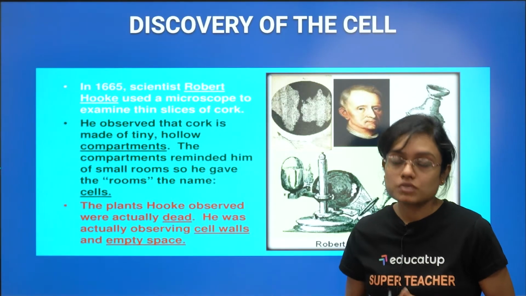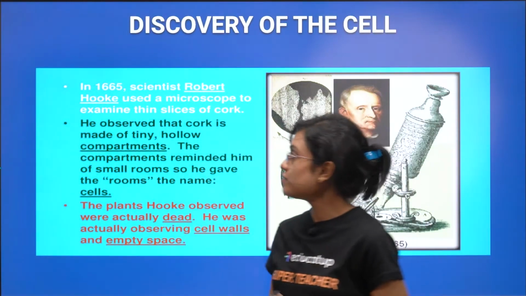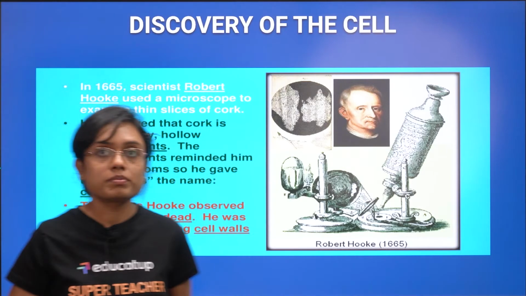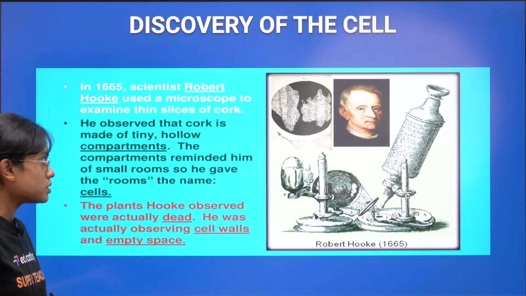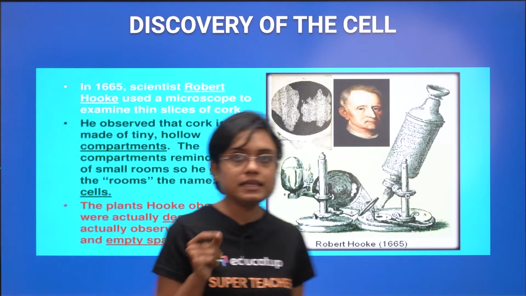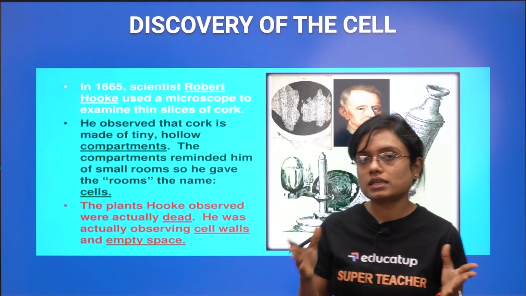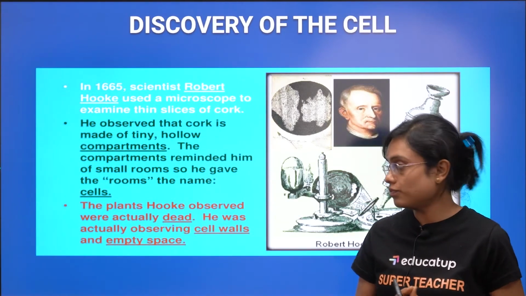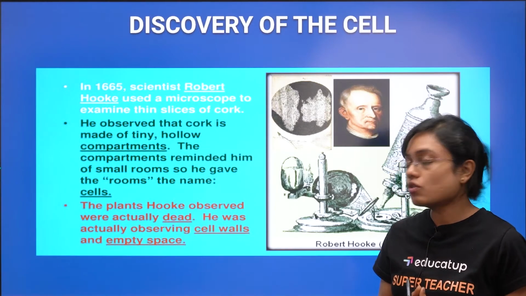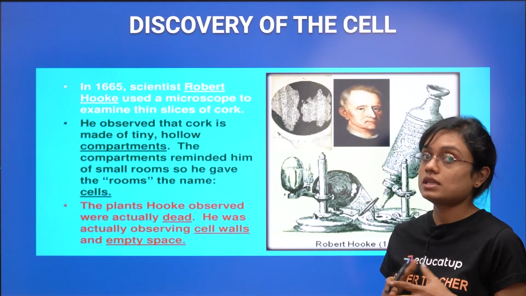So now the discovery of the cell. Robert Hooke was a scientist. In 1665, he used a microscope to examine thin slices of cork, and he observed that cork is made up of tiny hollow compartments. He named these compartments rooms and later cells. The plants Hooke observed were actually dead. He was actually observing cell walls and empty spaces, but he realized that these are actually cells.